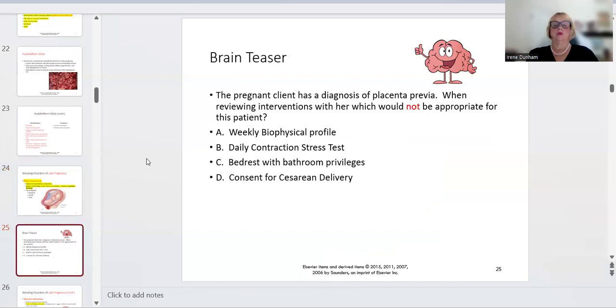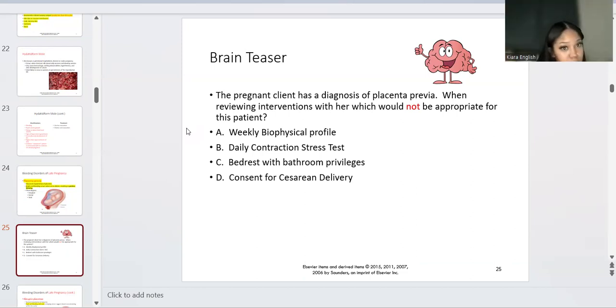I'm going to ask you a question. The pregnant client has a diagnosis of placenta previa. When reviewing interventions with her, which would not be appropriate for this patient? B, absolutely, the contraction test. Well, I don't want her to contract. So write that down: placenta previa, I don't want her to go into labor. I don't want her to have contractions.